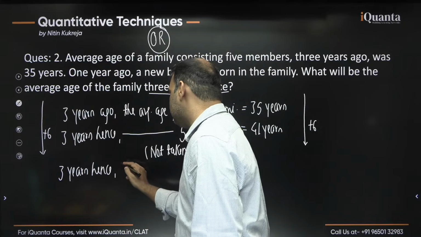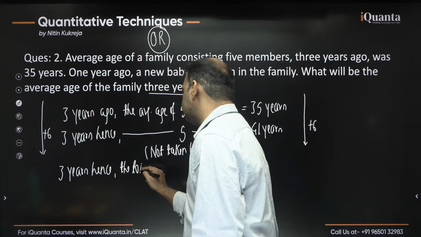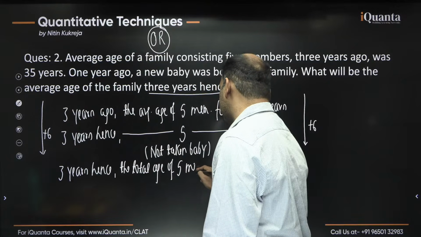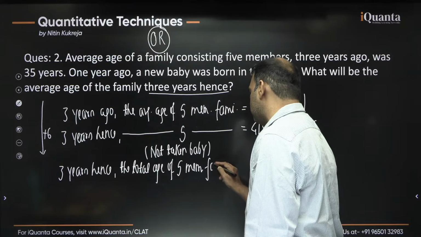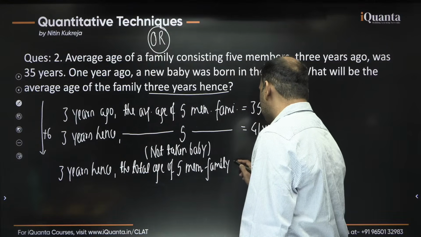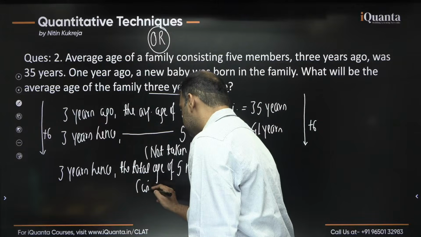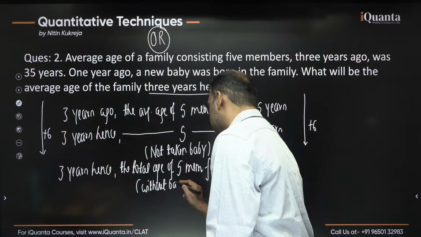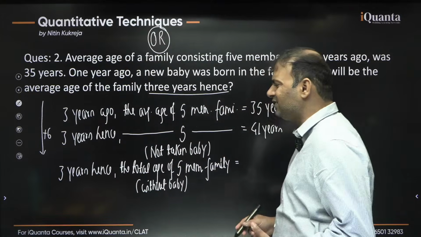Okay guys, so what will be the total age without the baby? Can you all tell me what is the total age of the 5-member family without the baby? Without baby, let me write like this. Or without any change, same thing, without baby. So guys, I think it's very simple, right?